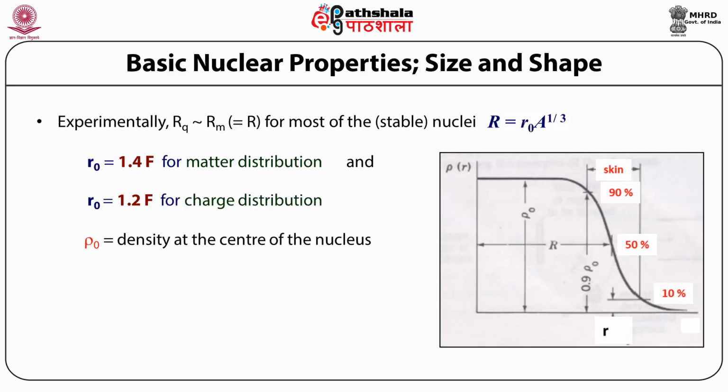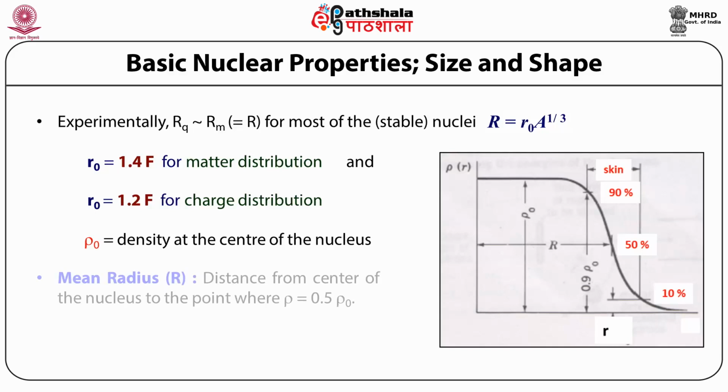Now for nuclei, radius is a very vague term because nuclei have a variety of shapes, and the charge density distribution and mass density distribution are such that we cannot define a particular value for R, because the behavior is changing at every point. We define the size of the nucleus in terms of the mean radius. Mean radius is the distance from the center of the nucleus to the point where the density falls to 50% of its value at r equal to 0, that is, ρ is equal to 0.5 ρ0.